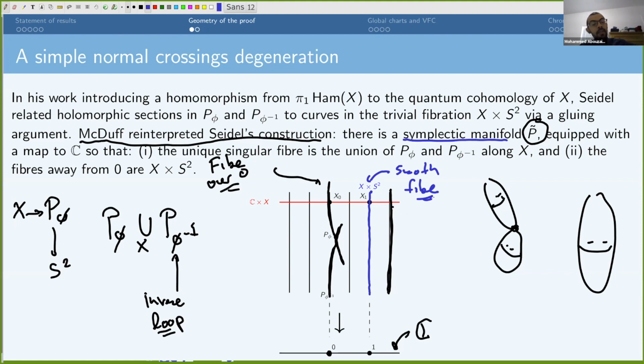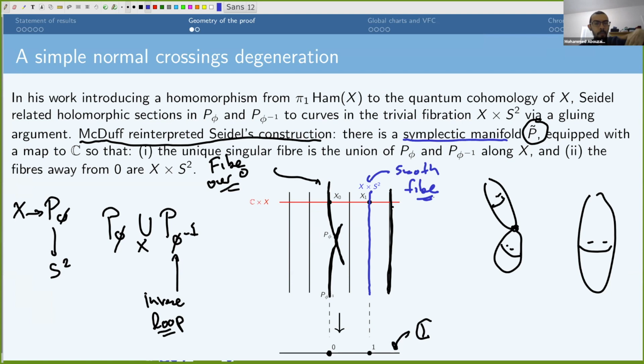The singular fiber includes as a component one of the copies of the space that we care about. So roughly speaking, in the original proof, in the construction of the Seidel homomorphism, what you do is you take holomorphic curves in this smooth fiber, which you know exist, and then you degenerate them to the fiber over 0.